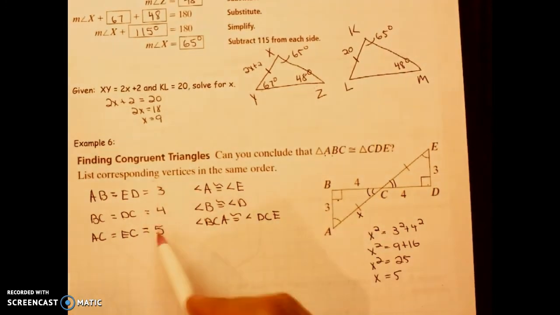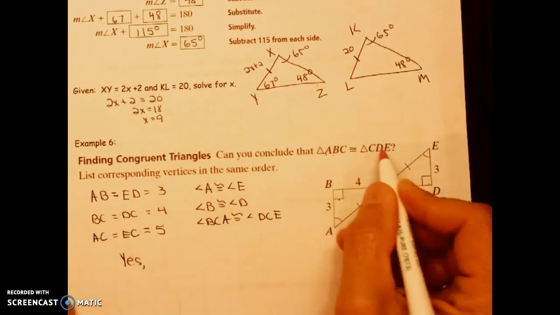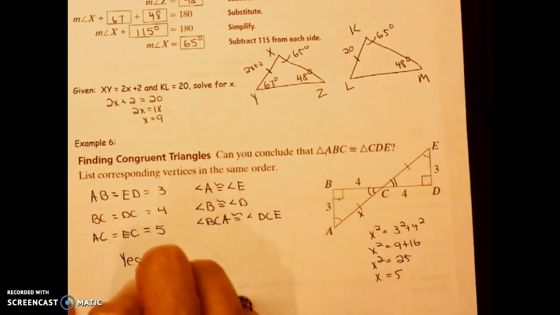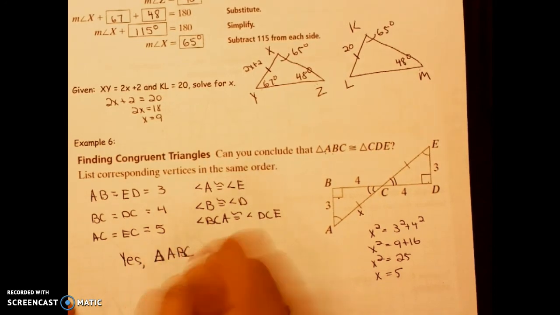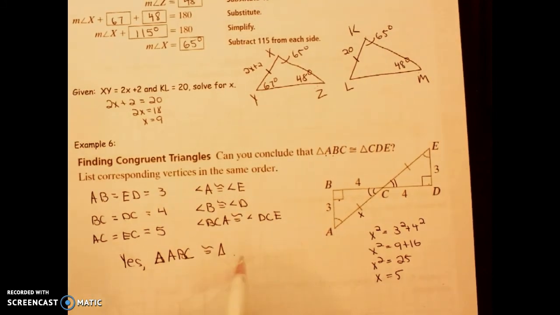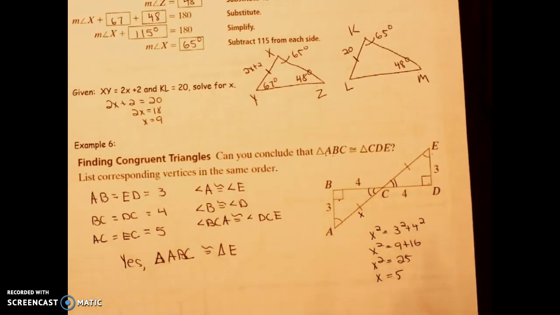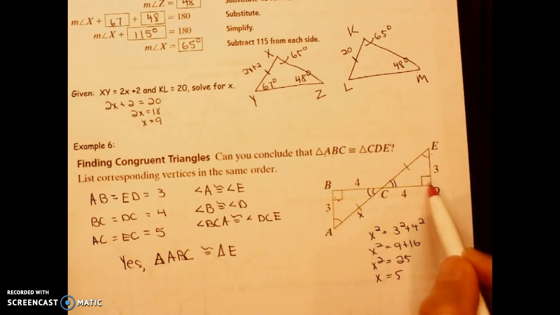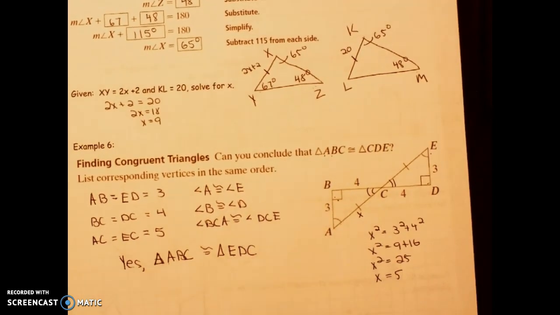So all three sides are the same length, all three angles are congruent, so my answer is yes, but I'm going to write this in the correct order. I have triangle ABC, and the order absolutely matters. Whatever I put first here has to correspond with angle A, which in this case is angle E. Then angle B is second, that's the right angle, that would correspond with angle D, and then finally that leaves angle C.